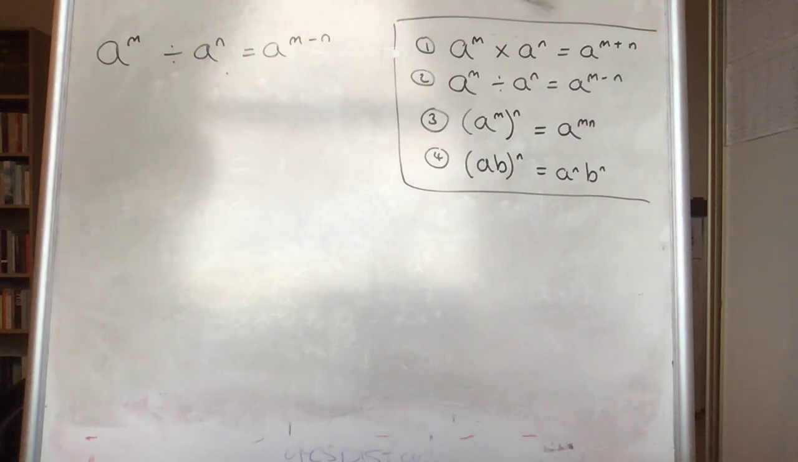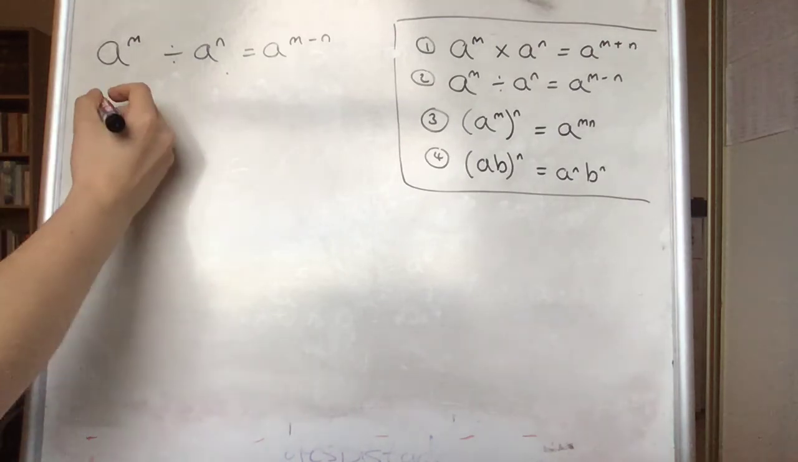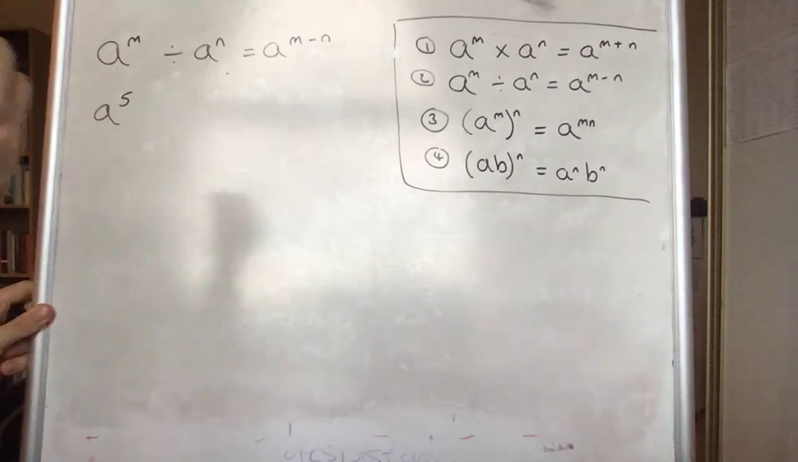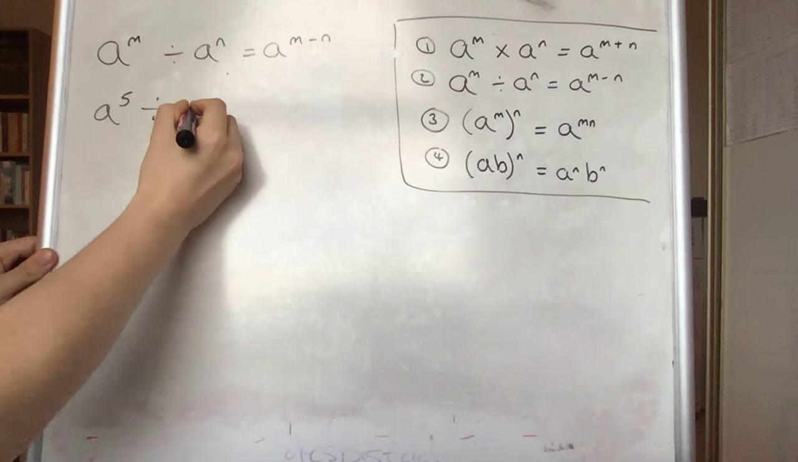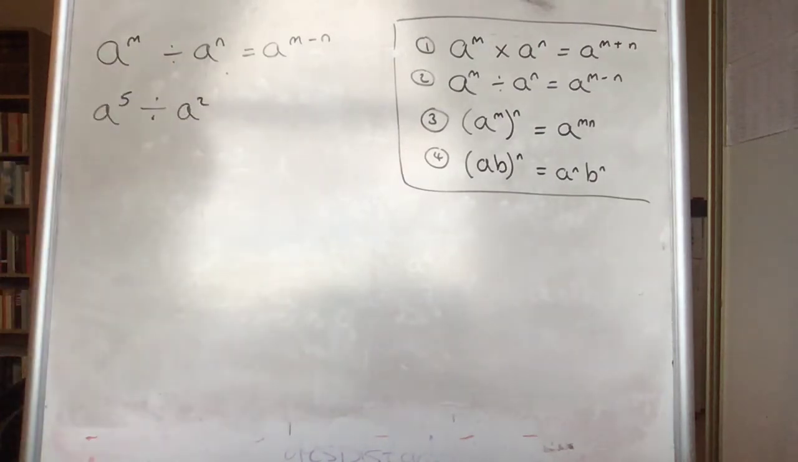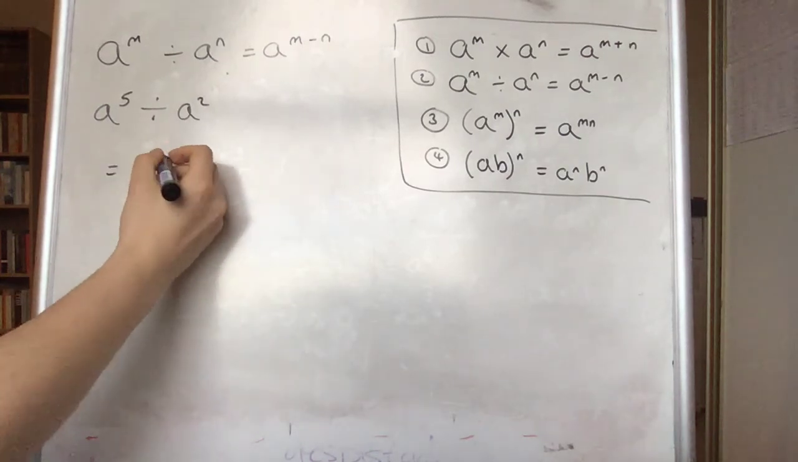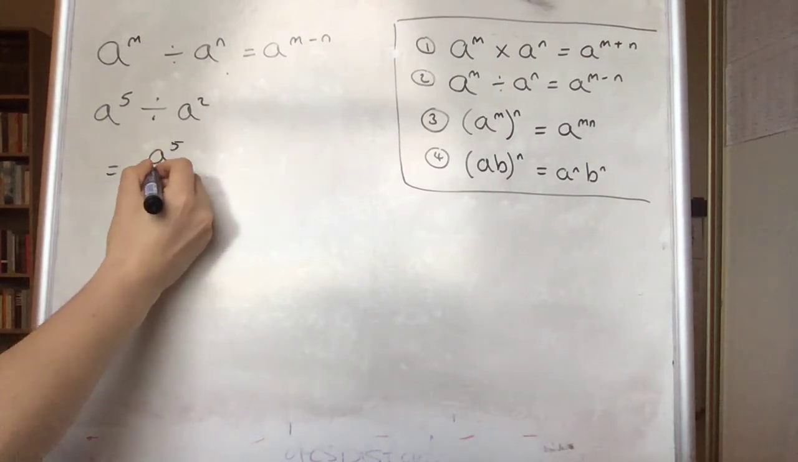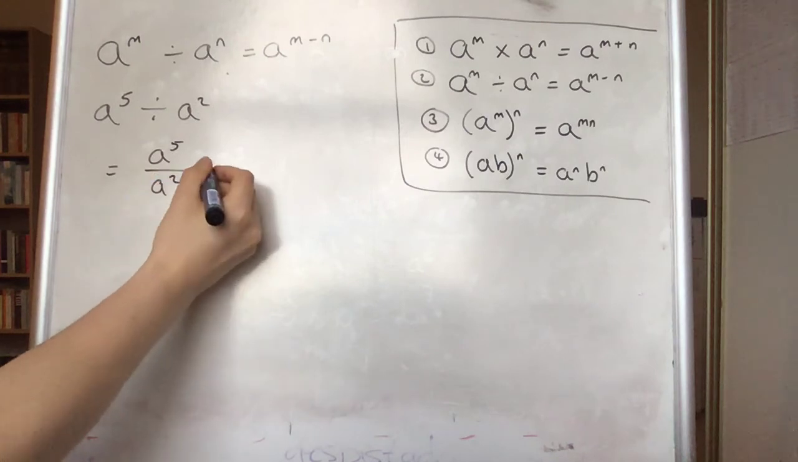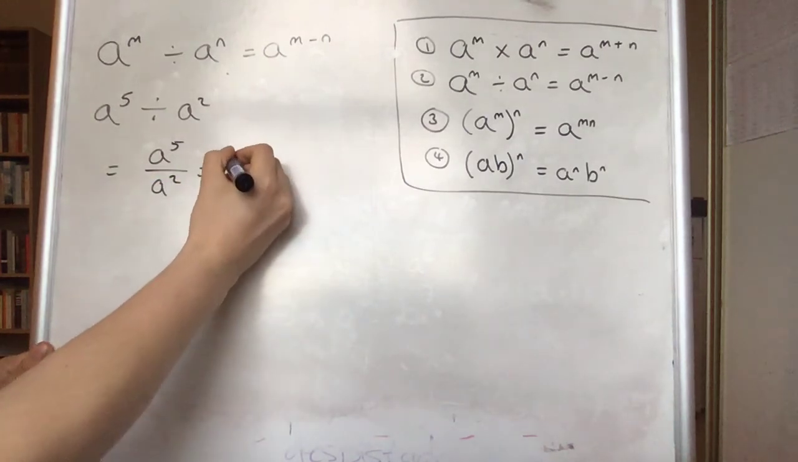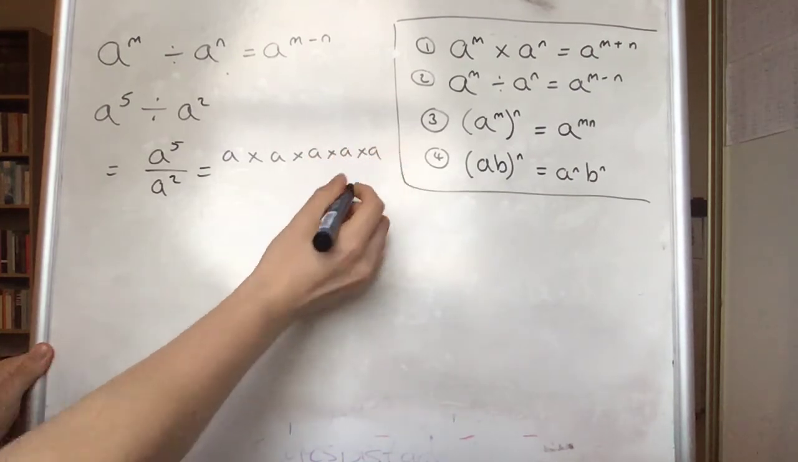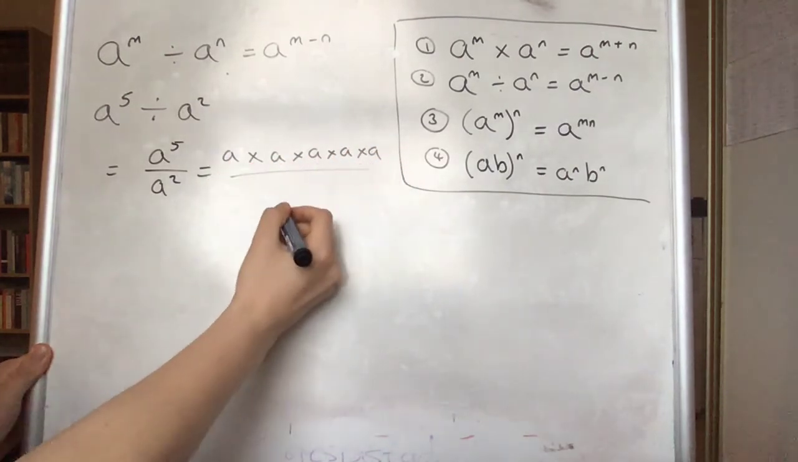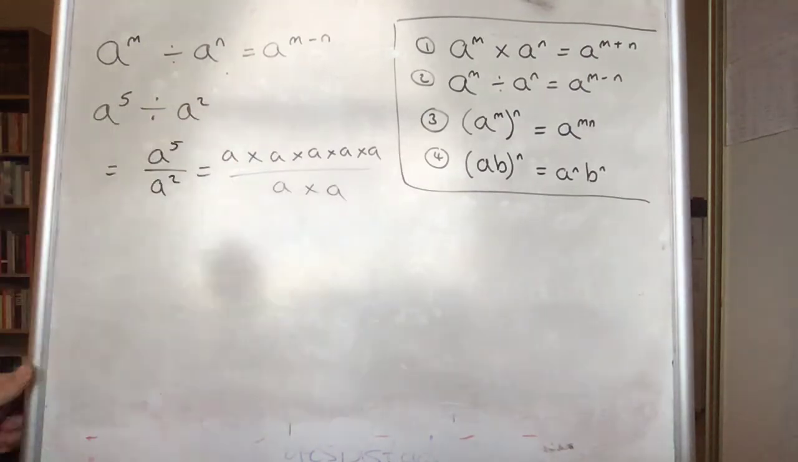In other words, suppose we have a raised to the power of 5, and we want to divide that by a raised to the power of 2. We can express this sum as follows. That would be the same as a raised to the power of 5 over a to the power of 2, which equals 5 a's, a times a times a times a times a, divided by a times a.